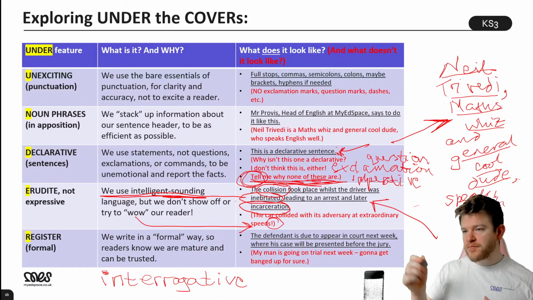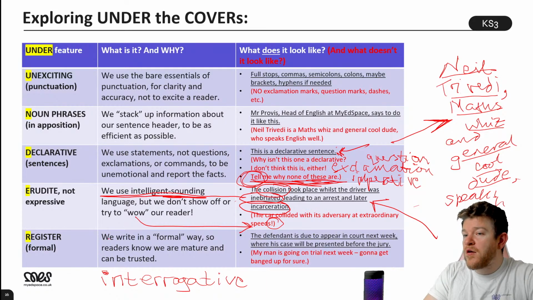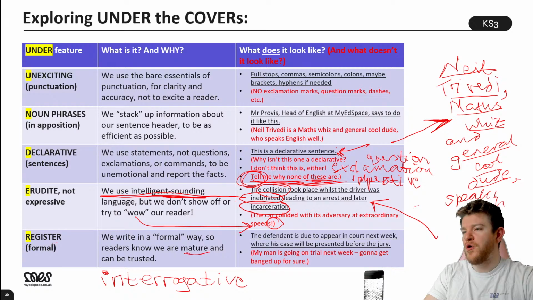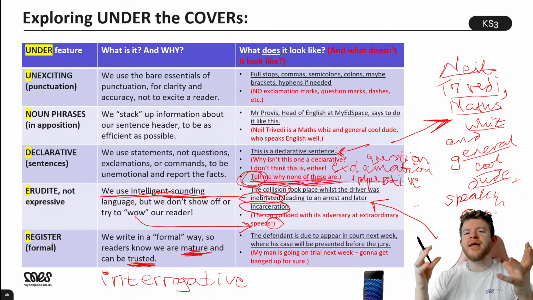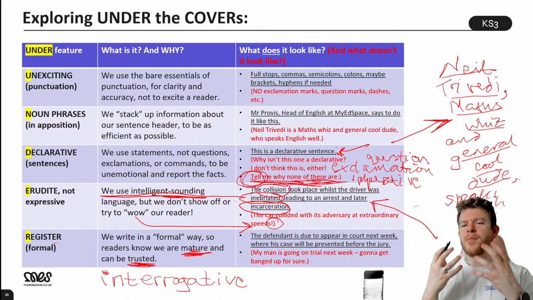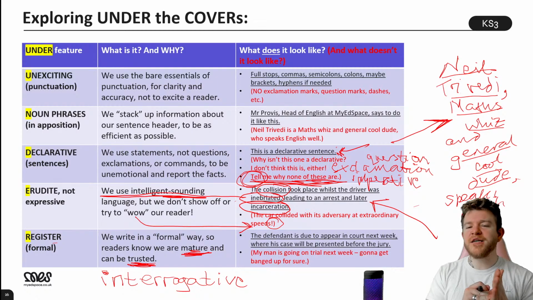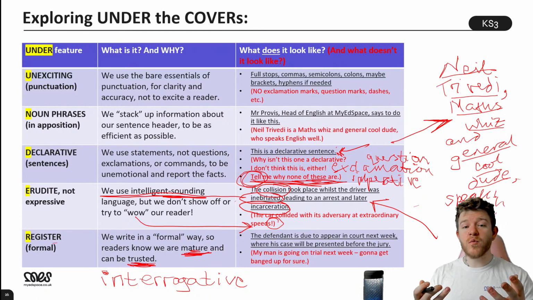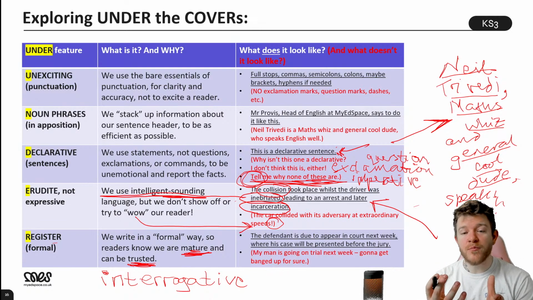Finally then, we're going to have a look at this formal register. So a formal register is to write in a formal way so readers know we are mature and can be trusted, because remember, everything that we're doing, the whole big picture of this, is about being believable. It's about being legitimate. It's about being trustworthy, because the news is where people go to get the information that matters. So it has to be something that we believe. And if you write in a more formal way, people are more likely to believe you.